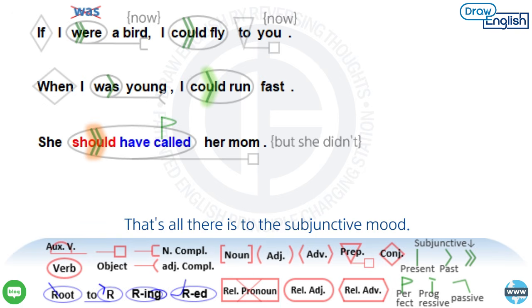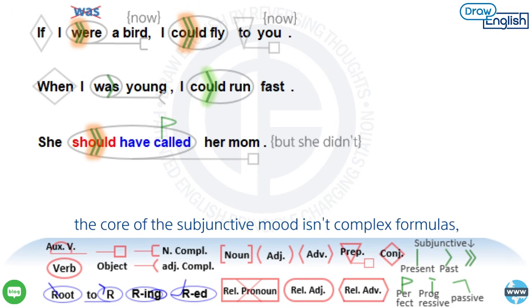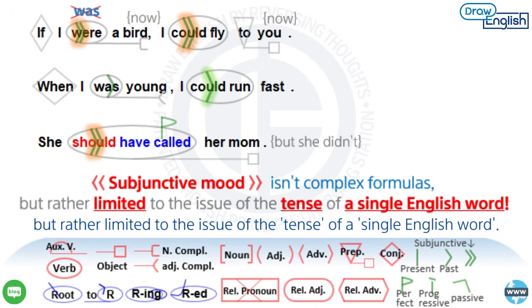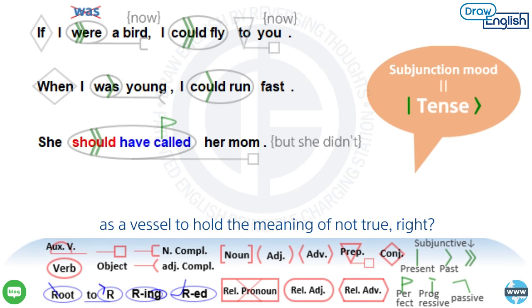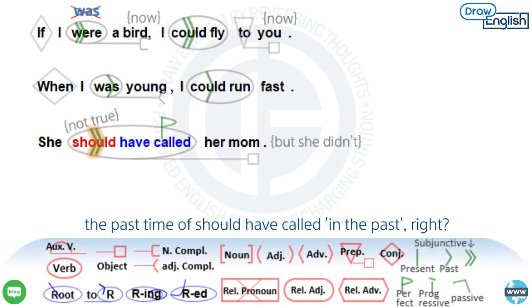That's all there is to the subjunctive mood. Just using a verb or auxiliary verb one tense ahead. In other words, the core of the subjunctive mood isn't complex formulas, but rather limited to the issue of the tense of a single English word. For reference, we've already used "should" as a vessel to hold the meaning of "not true," right? Then there should be another vessel to additionally hold the past time of "should have called" in the past, right?